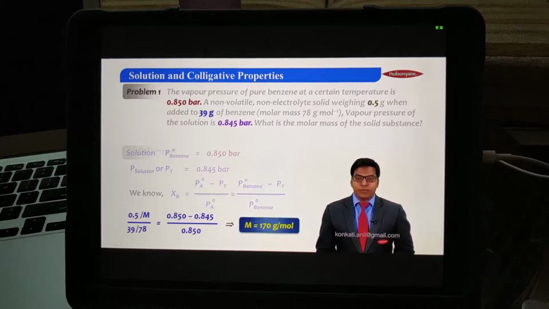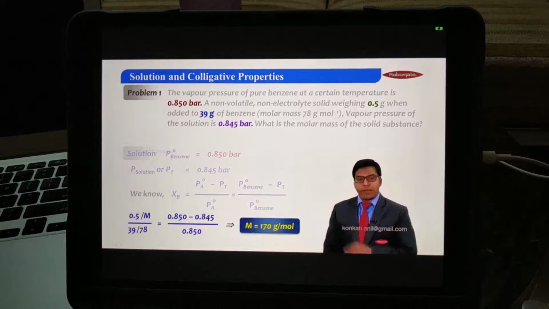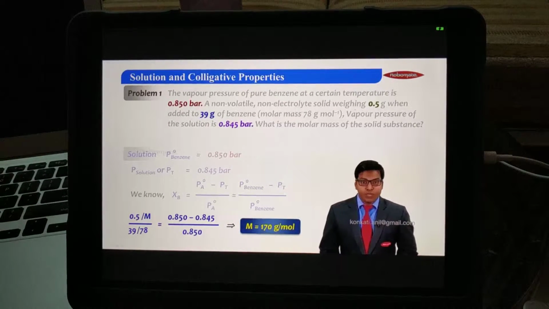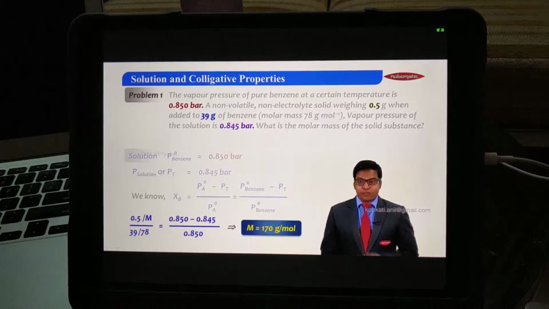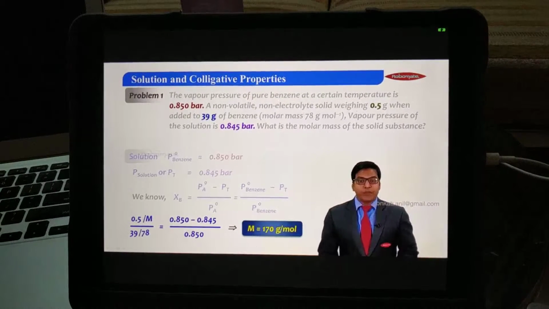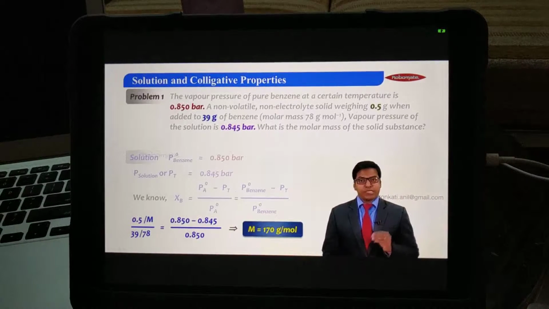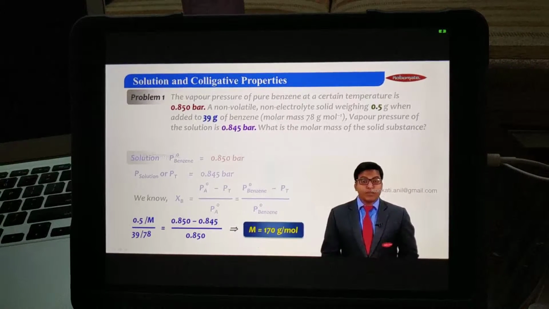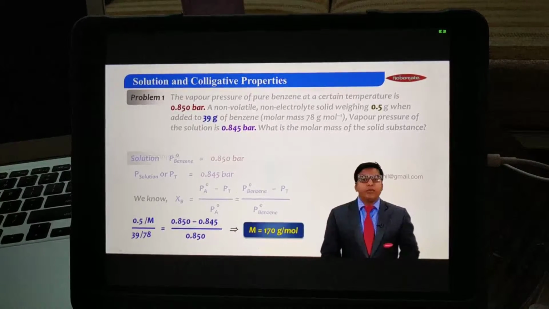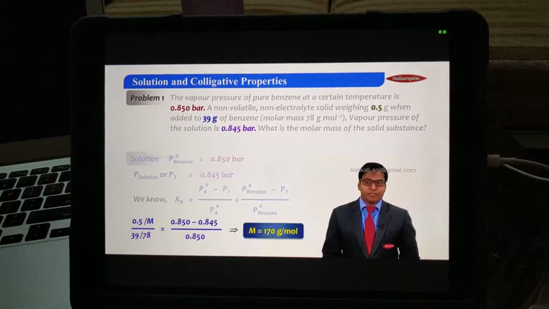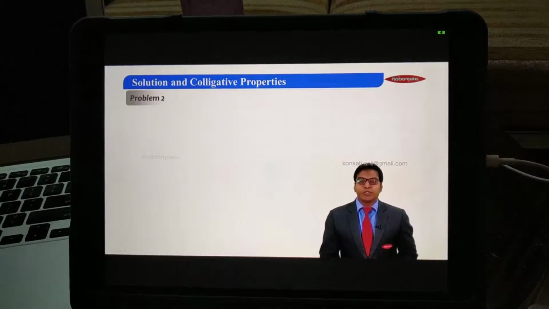This gives us the molar mass of that particular solid substance as 170 grams per mole. After solving that equation, we get approximately 170 grams per mole. So this is how we solve questions when we need to calculate the molar mass using the relative lowering of vapor pressure fundamentals. Alright, let us go to the next question.